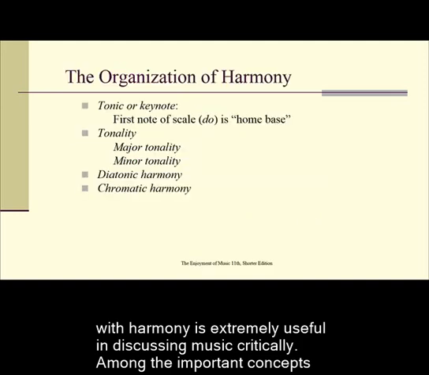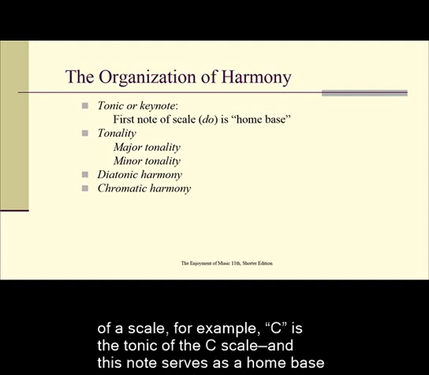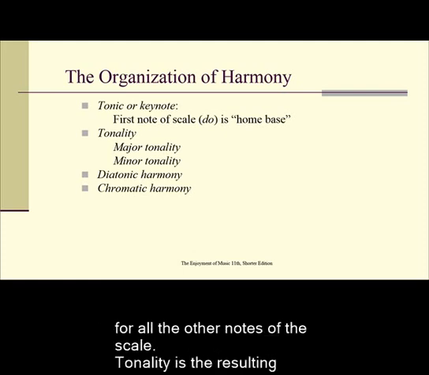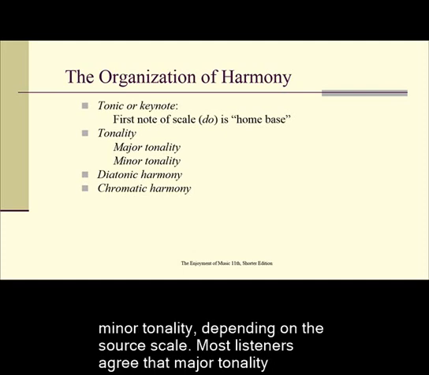Among the important concepts related to harmony are those of tonic, or keynote, and tonality. The tonic note is the first note of a scale. For example, C is the tonic of the C scale, and this note serves as a home base for all other notes of the scale. Tonality is the resulting phenomenon when music is organized around a tonic note, and can be major tonality or minor tonality depending on the source scale.